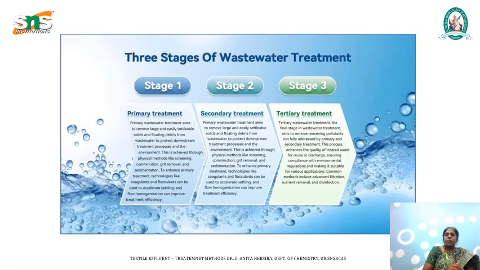There are three stages of wastewater treatment. The first stage is primary treatment, then secondary treatment, and tertiary treatment. The primary treatment is based on the removal of suspended solids, and secondary and tertiary treatment are based on undissolved solids, and we will look into these three stages in detail in the coming slides.